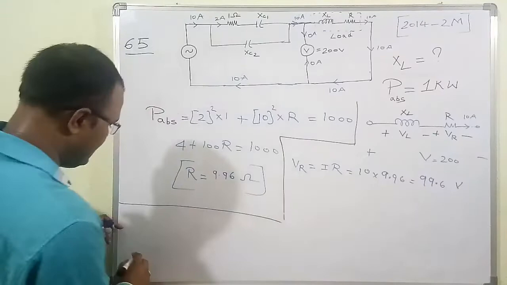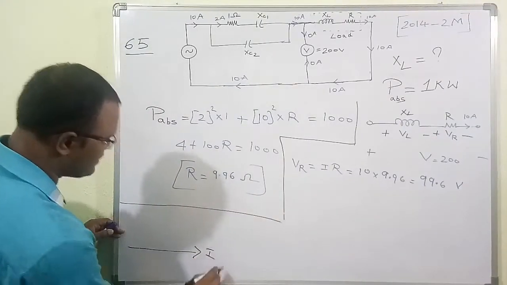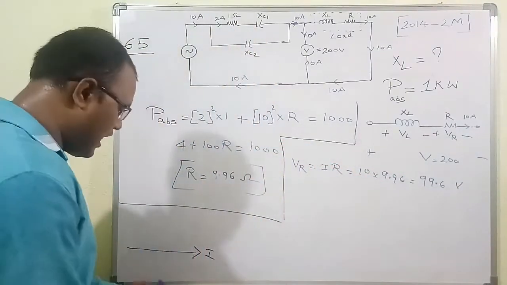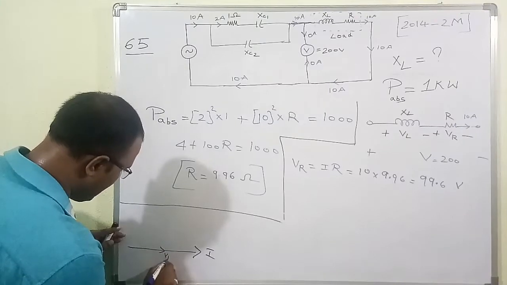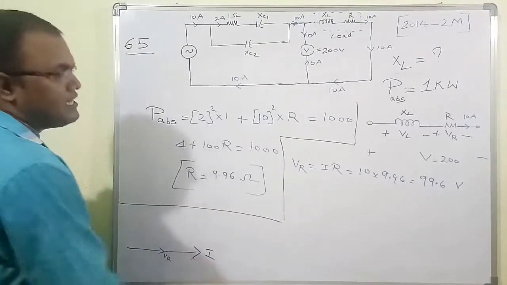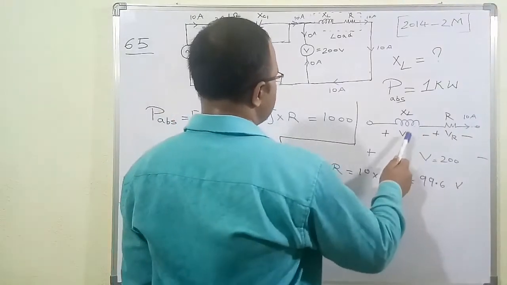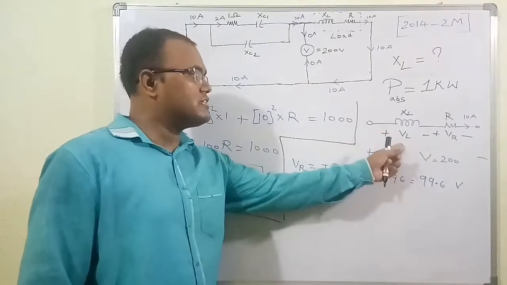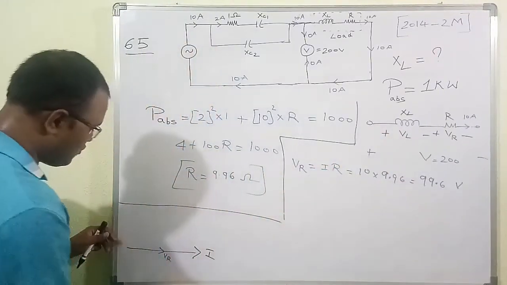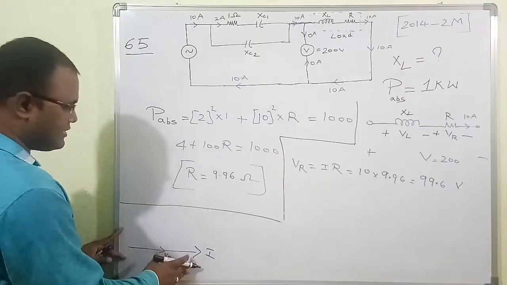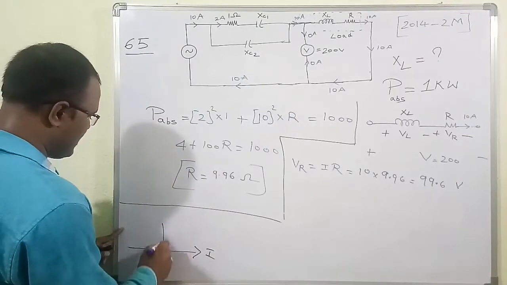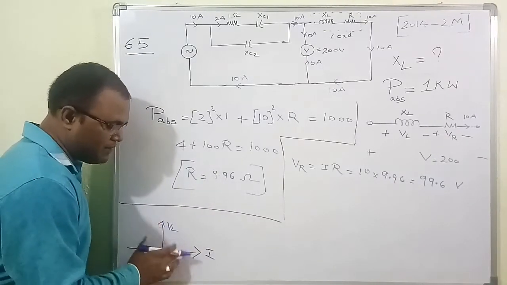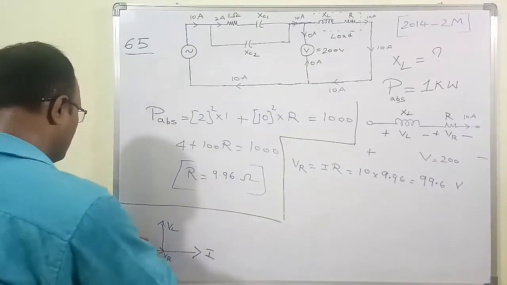If I take the current as the reference phasor, then the current in the resistor and the voltage across the resistor are in phase, so this is VR. The current in the inductor lags the voltage across the inductor by 90 degrees, so this has to be VL. So this is the net voltage.